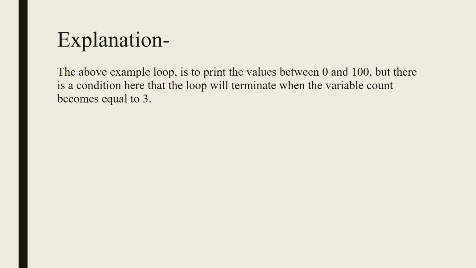This is the explanation of the above example. In the above example, the loop is to print the values between 0 and 100, but there is a condition here that the loop will terminate when the variable count becomes equal to 3.